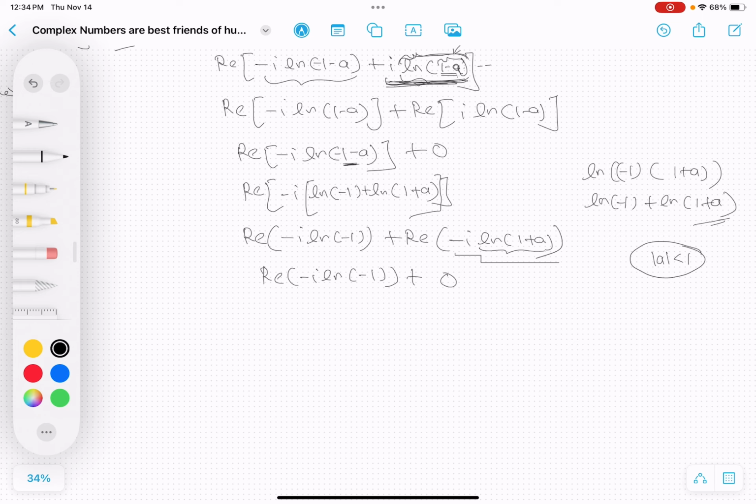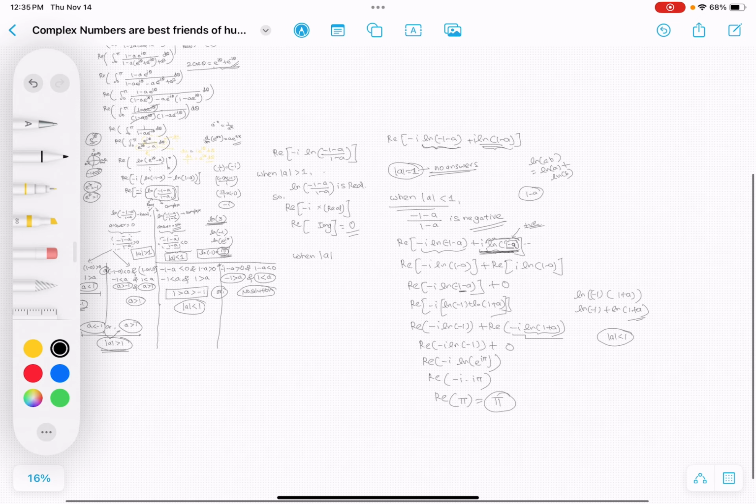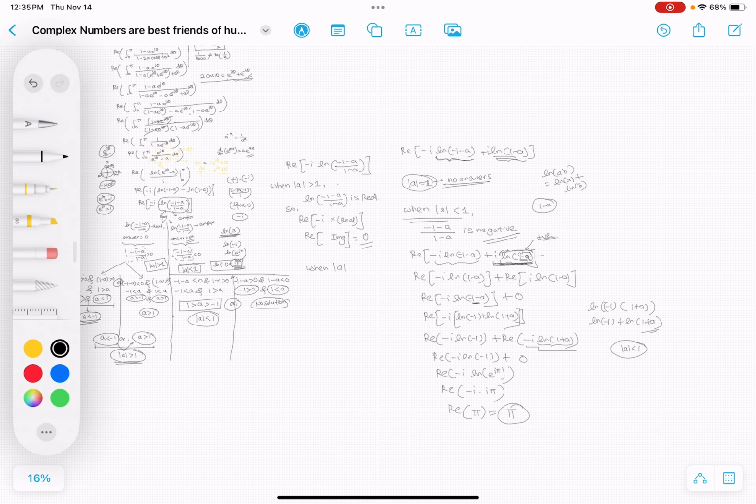Now let's try to come to this one. We know that minus 1 is just e to the power i pi, right? So log of e to the power i pi, the log and the e cancel out, so this is just i pi. Now again, the real part: i squared is minus 1, and minus 1 times minus 1 is plus 1. So the real part of pi, because pi is a real number, is just pi, right? And that's a really beautiful answer to have. So we finally found the answer: when the modulus of a is less than 1, the answer is pi.